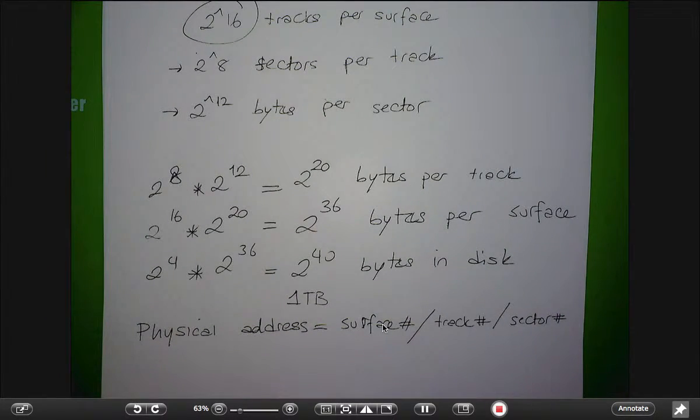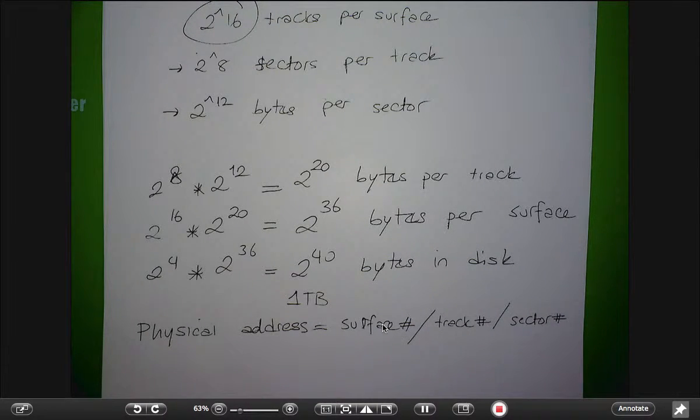And you can tell me how long this address is going to be. To be able to address this, you have 4 bits for surface, 16 bits for track, and then 8 bits for the sector location. So this is a physical address for really locating a single piece of data on the disk. So how long does it take to read that?